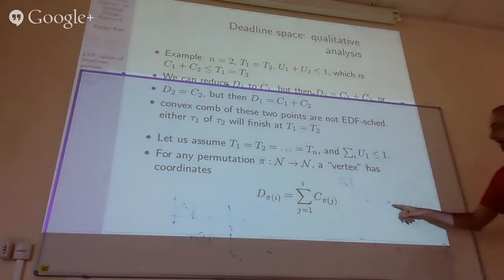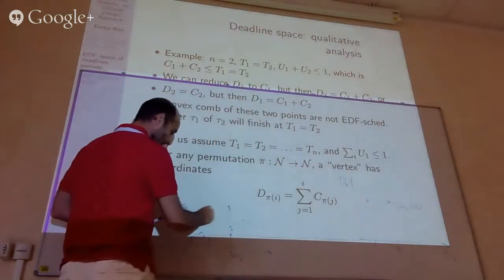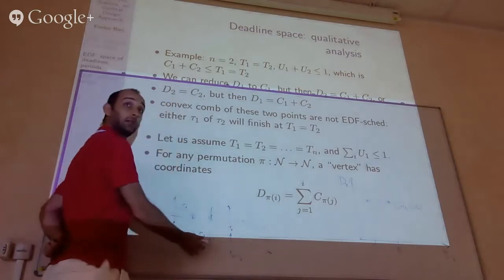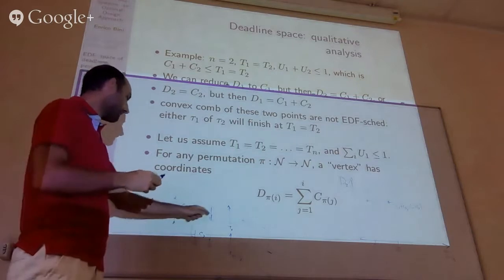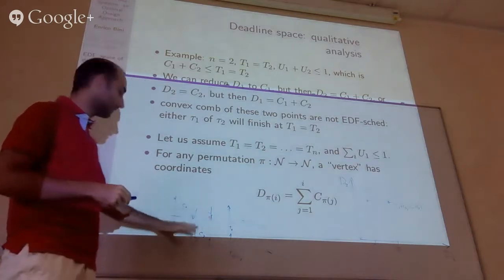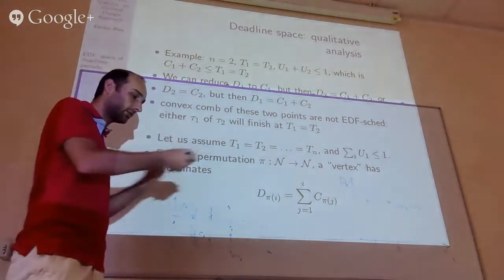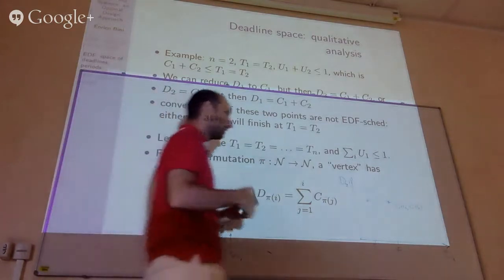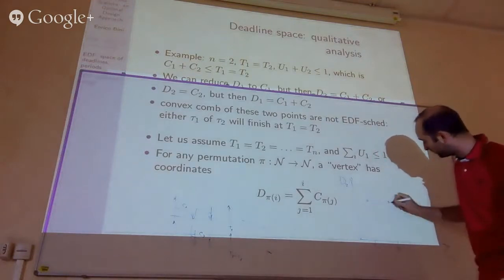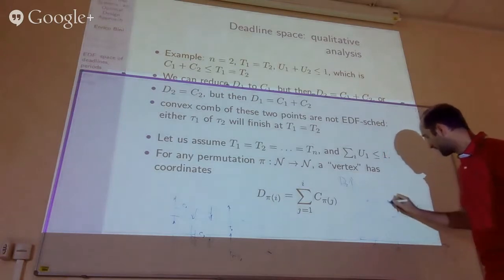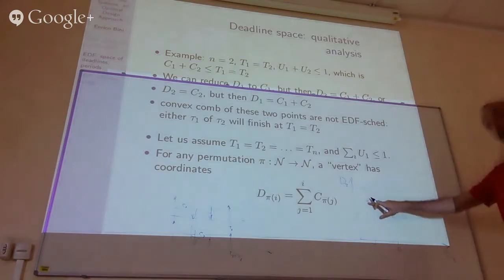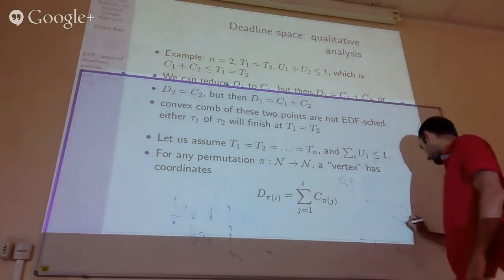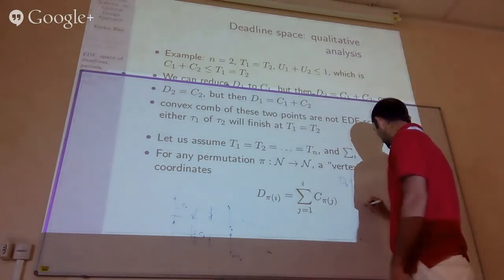But then I could have done the other way around. I could have kept D1 here and then reduced D2. The point is that for EDF, ties are broken arbitrarily, right? So I can play with this degree of freedom to change the deadline which I can reduce. So basically, from this point, I can certainly go down to C2. So basically, this point has coordinates C1 plus C2, C2, and this point has coordinates C1 and C1 plus C2.